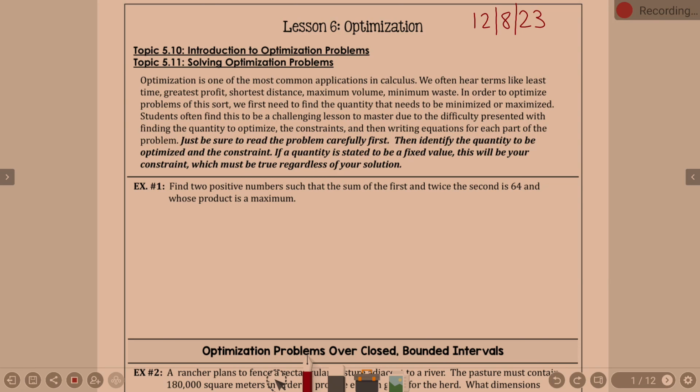So let's look at this first one. Okay, a little bit more basic. And I'm not going to say there's not ways to do something like this. Do you have to use calculus to do this? Not necessarily on a problem like this one. But when you get to more difficult problems, they don't lend themselves to just easy figures. So it's the process we're trying to figure out here. So find two positive numbers such that the sum of the first and twice the second is 64, and whose product is a maximum.